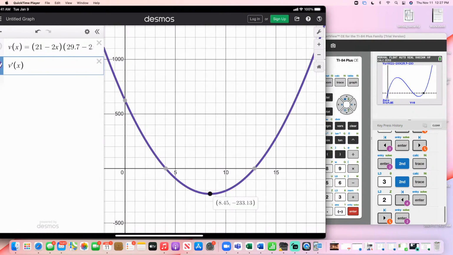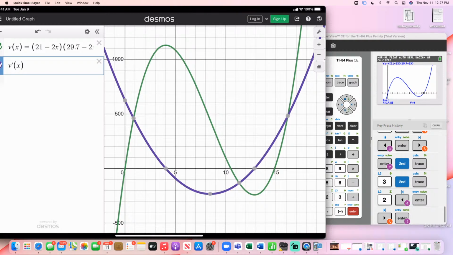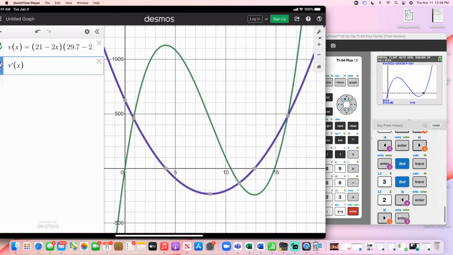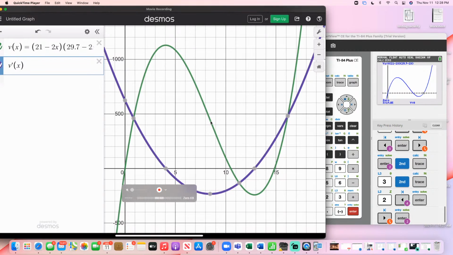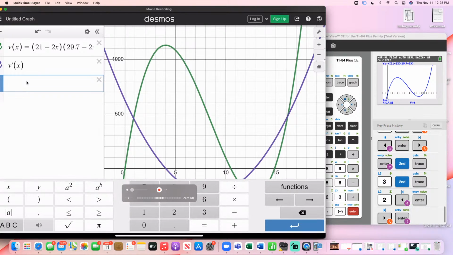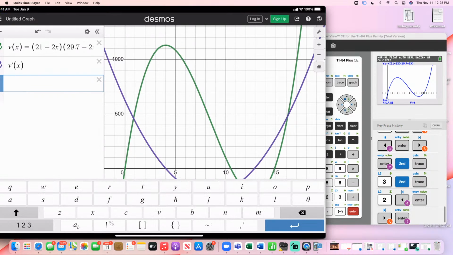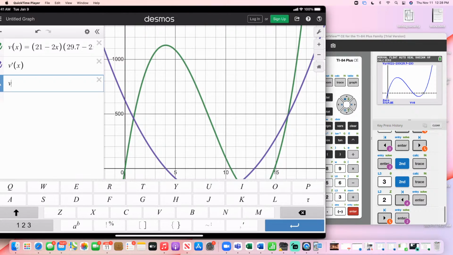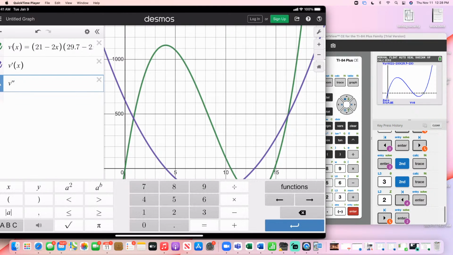Look at the original function. Look at this point here, right here. See that? It went from concave down to concave up. And it really changes around this region, about 8.45. Very, very useful. Not only that, you can graph double prime of x. It also tells you the same thing, because this is a graph of double prime of x.